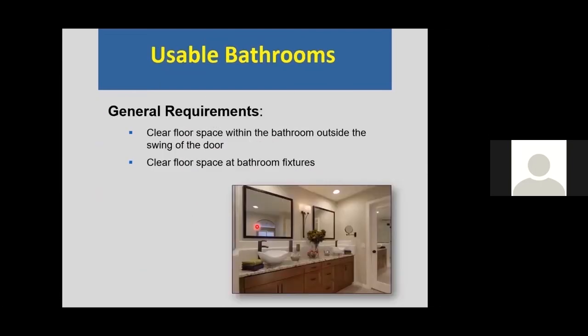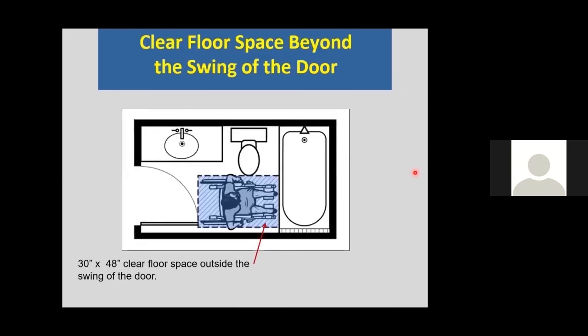All right, usable bathrooms. I know I'm going over time, but I think I can get through this. Usable bathrooms. Again, these are not accessible. These are considered usable so that they can be modified later. In the usable bathroom, there are some general requirements. You need a clear floor space beyond the swing of the door so you can get in and shut the door behind you. And you need clear floor space at certain bathroom fixtures.